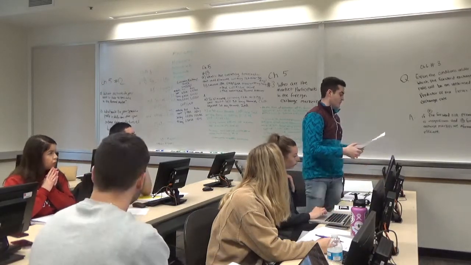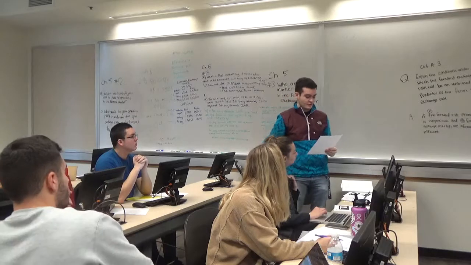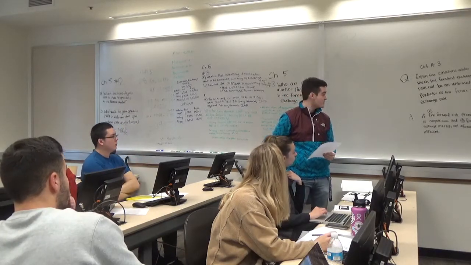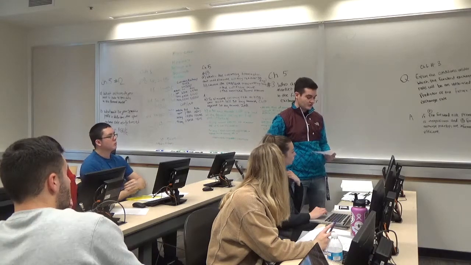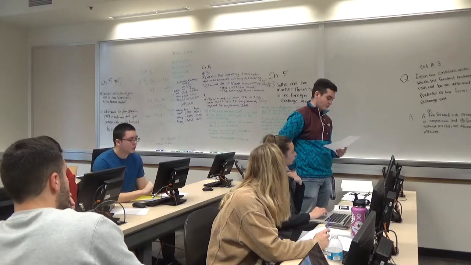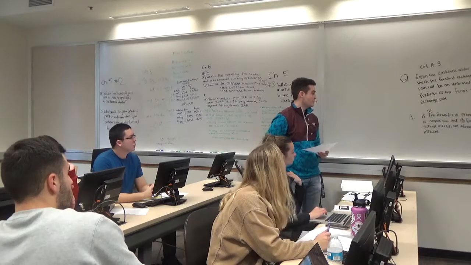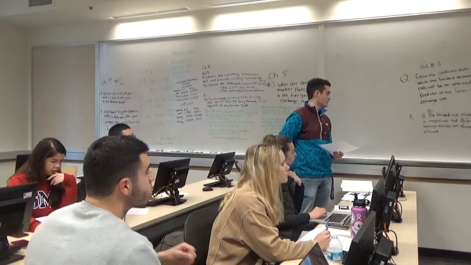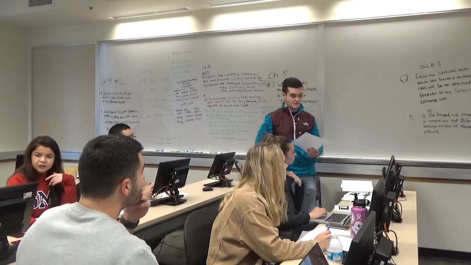Chapter 6, number 3, which asks to explain the conditions under which the forward exchange rate will be an unbiased predictor of the future spot exchange rate. There are only two conditions for that: first, if the forward risk premium is insignificant, and the second condition that has to be true is if the foreign exchange markets are informationally efficient.